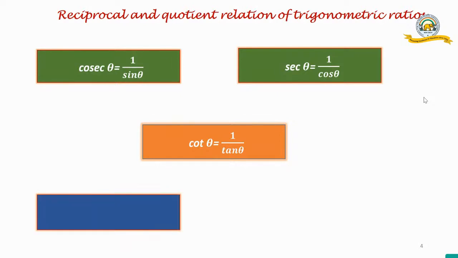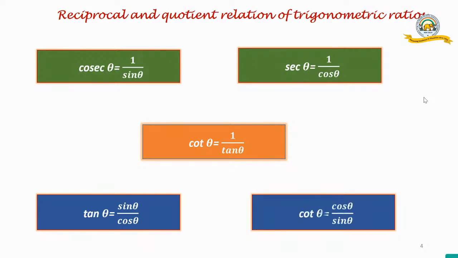And then for the quotient, we have tan theta is sine theta by cos theta, and cot theta is the reciprocal of tan, so we have cos theta by sine theta. So these are again certain tools which we are going to use. Cosec is the reciprocal of sine, sec is the reciprocal of cos, cot is the reciprocal of tan, tan theta equals sine theta by cos theta, cot theta equals cos theta by sine theta.